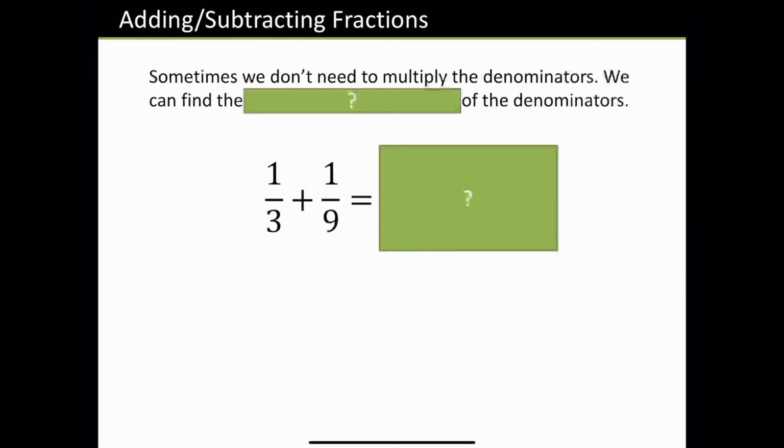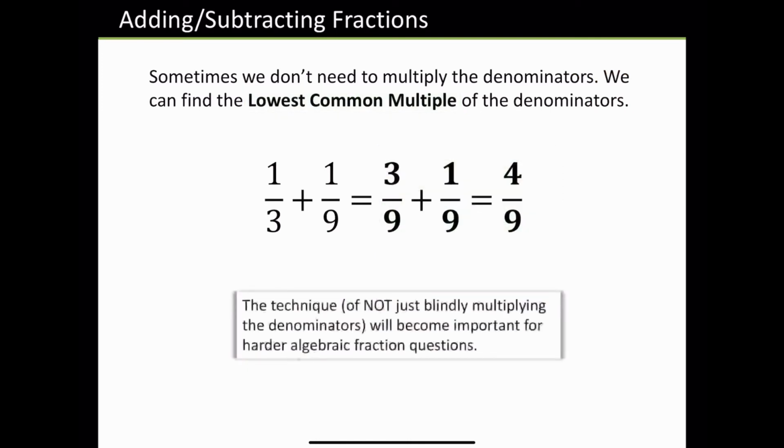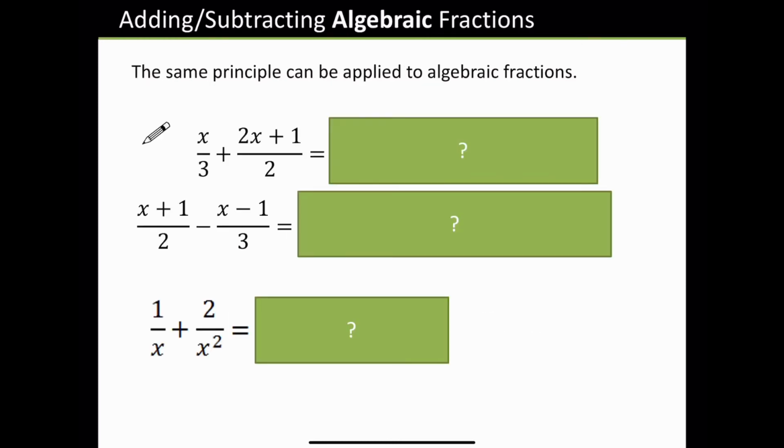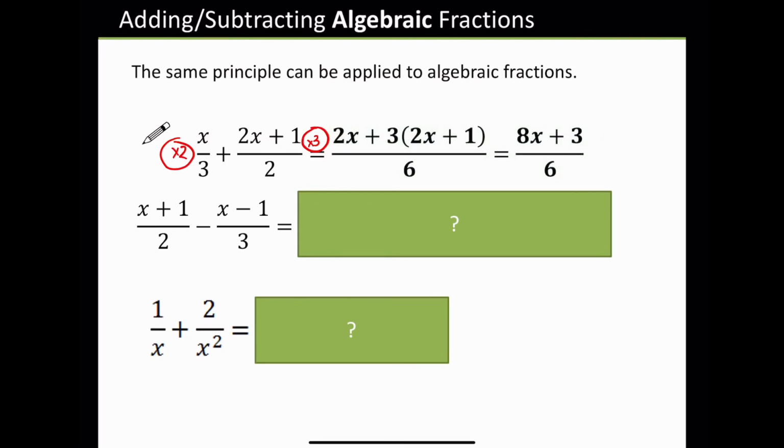So, sometimes we don't need to multiply the denominators, we can find the lowest common multiple of the denominators. So again, 3 over 9, so therefore it gives us 4 over 9. The same principle can actually be applied to algebraic fractions. So, I can multiply the whole thing by 2 here, and I can multiply the whole thing by 3, top and bottom. So therefore you're left with 2x plus 3 lots of 1 over 6, so therefore 8x plus 3 over 6. I'm done here, okay? Do not try and simplify.